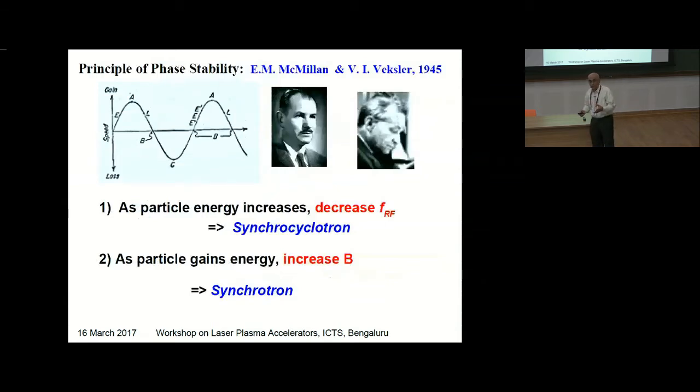But that was circumvented around 1945 by these two gentlemen, Macmillan, again working at Berkeley, and Veksler in Russia. They found the principle of phase stability, and as the particle energy increases, they gave two solutions. One is to decrease the frequency. So they change the frequency as the particle energy increases. This is called the synchrocyclotron. And the other is, as the particle gains energy, increase the B. That's another way of doing it, the synchrotron. So these two ideas came, and this is the principle. Finally, today, the circular accelerators are all synchrotrons, going to very high energies.